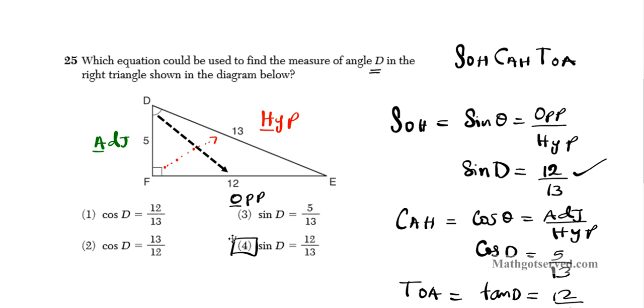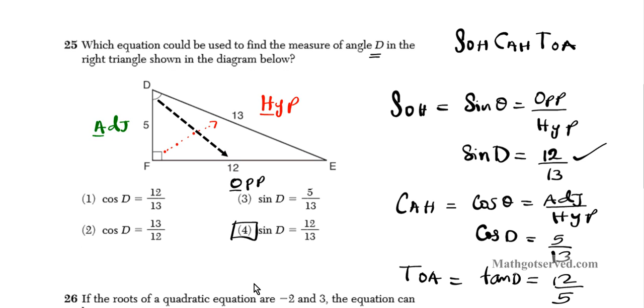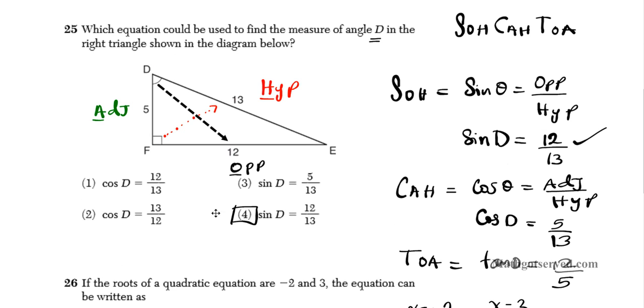So sine D equals 12 over 13. That's the only accurate option here. The other options would result in 5 over 13 for cosine, which is not here, and 12 over 5 for tan. Tan is not even an option. So the correct answer is 12 over 13, using SOHCAHTOA for sine.